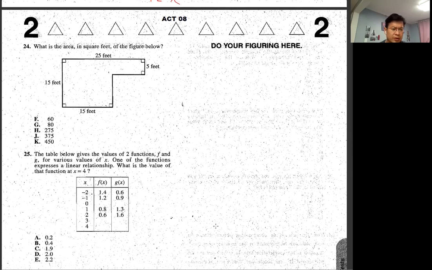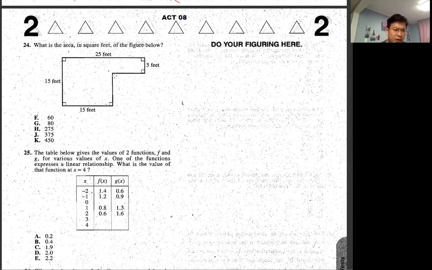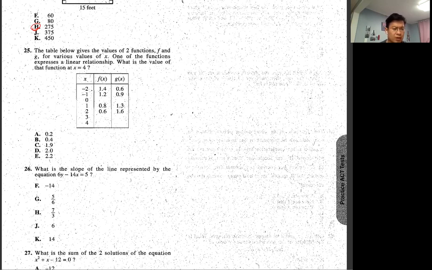Okay. What is area squared below? Areas, cut it out. This one. So 15 times 15 to 25. And then this is 10, 5. This is 10, so 50 to 75. And table F and G, various value of x. One of the functions express linear relationship. Okay, x is 4.